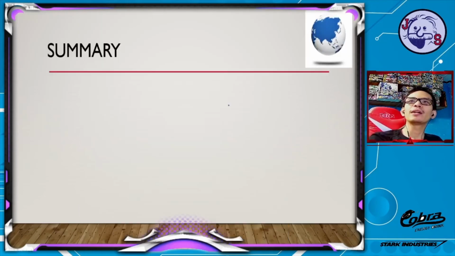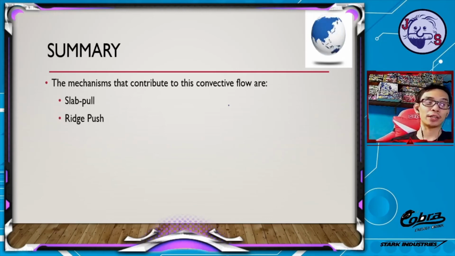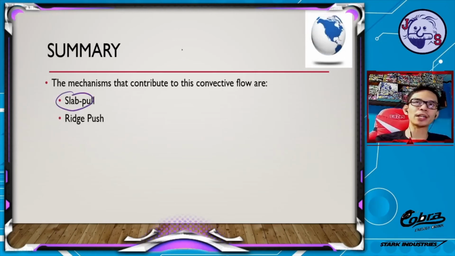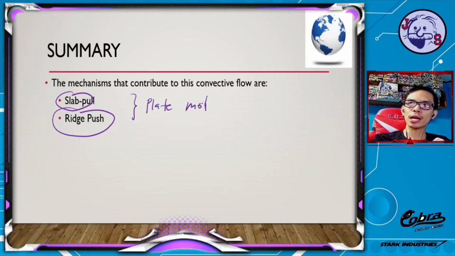Before we end our video lesson today, let's have a summary. Number one, the two mechanisms that contribute to the convective flow are the following. We have the slab pull: with the action of gravity, the oceanic crust that is subducting on the subduction zone will be pulled back to the mantle. And the ridge push: as long as new materials are coming out from the oceanic ridge, they will be pushed aside in that area. These two contribute to the plate motion.